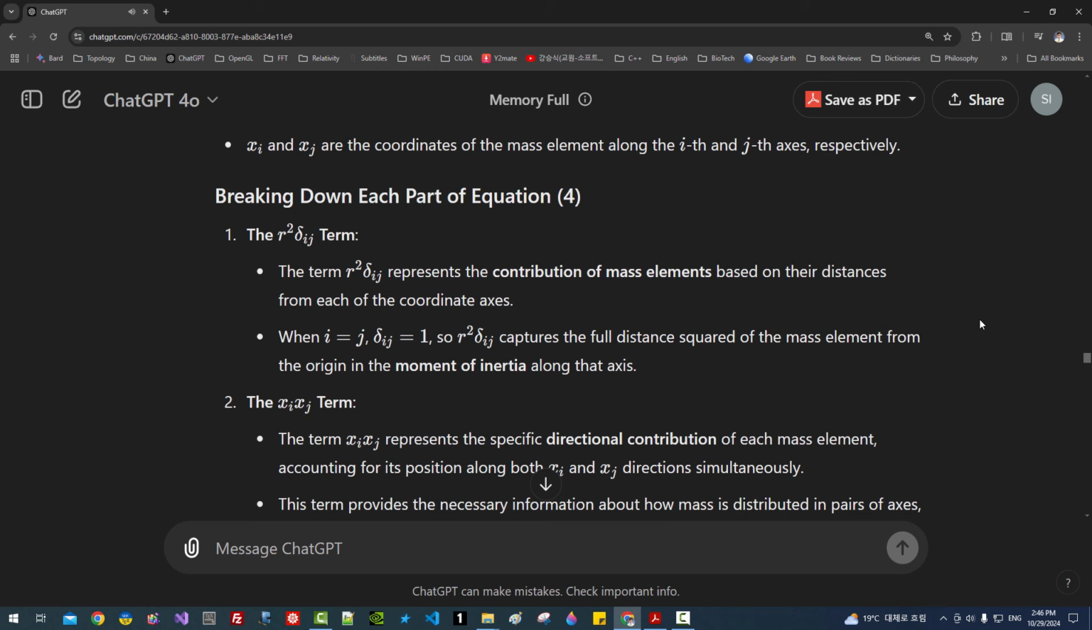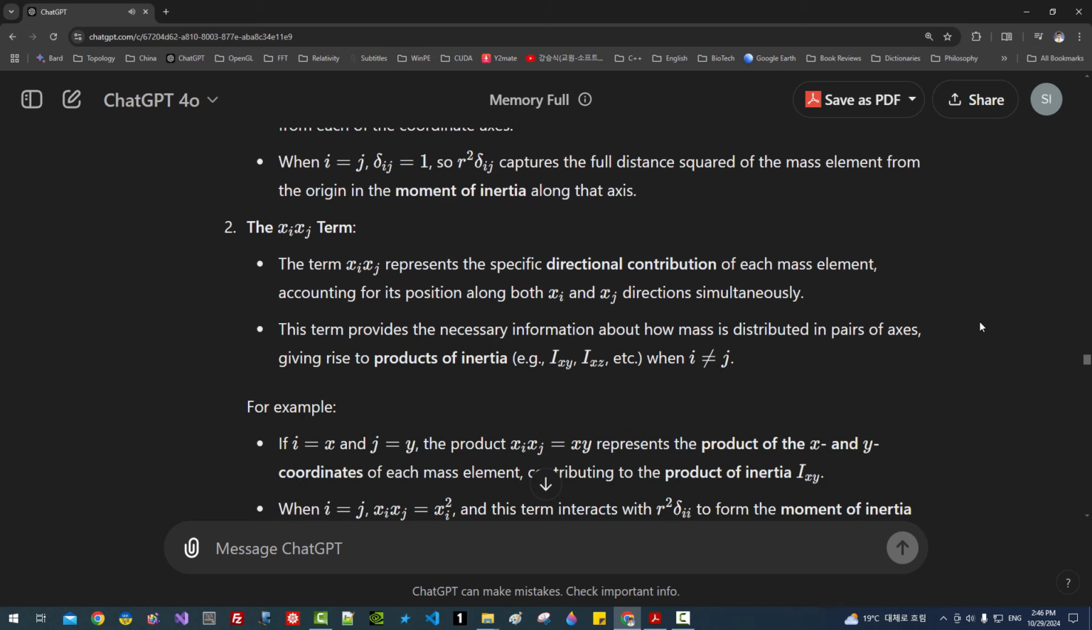Breaking down each part of equation 4.1, the r² delta_ij term. The term r² delta_ij represents the contribution of mass elements based on their distances from each of the coordinate axes. When i equals j, delta_ij equals 1. So r² delta_ij captures the full distance squared of the mass element from the origin in the moment of inertia along that axis.